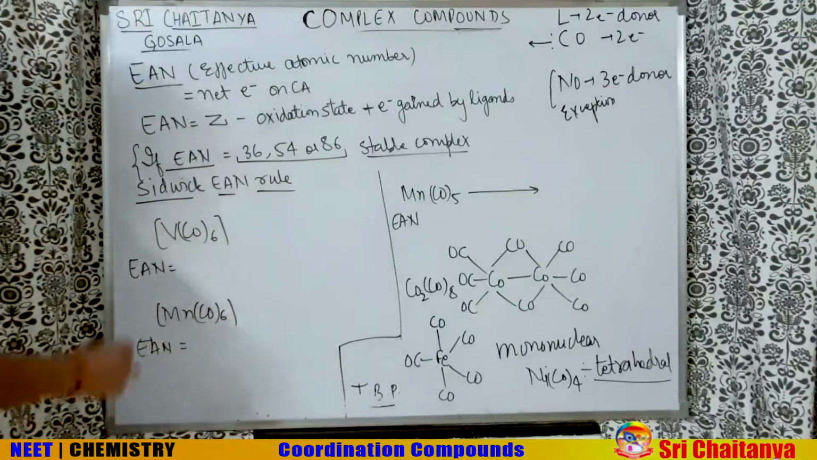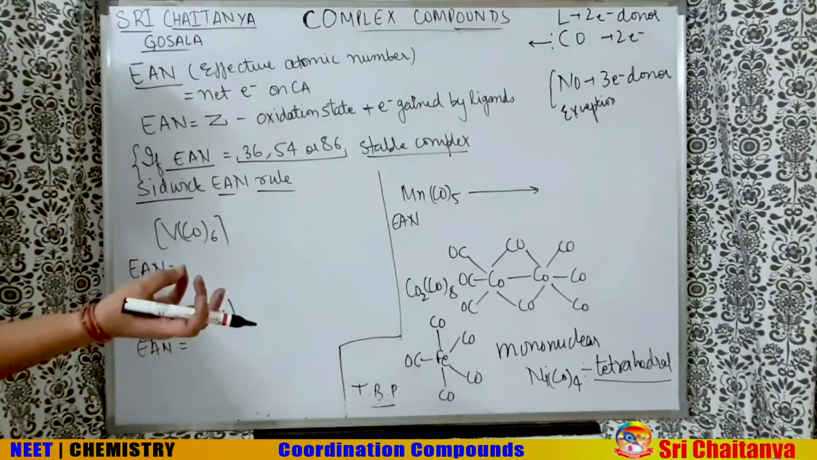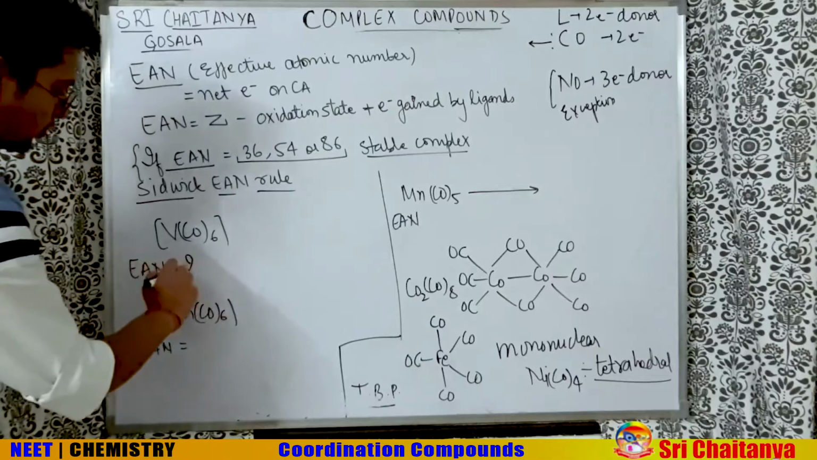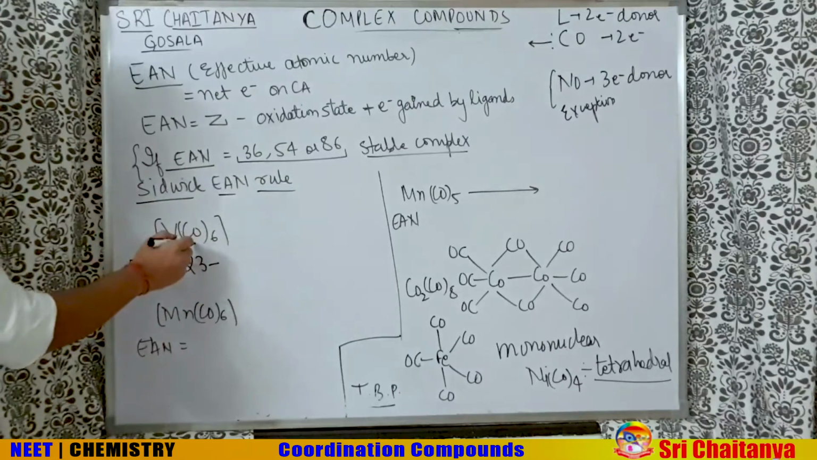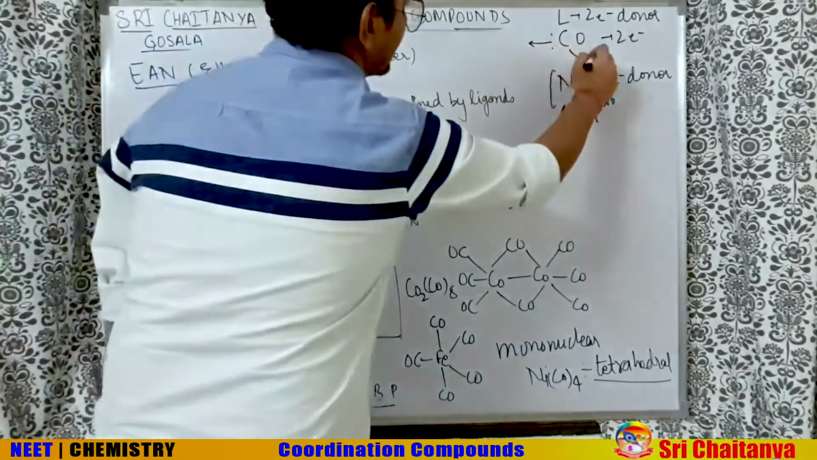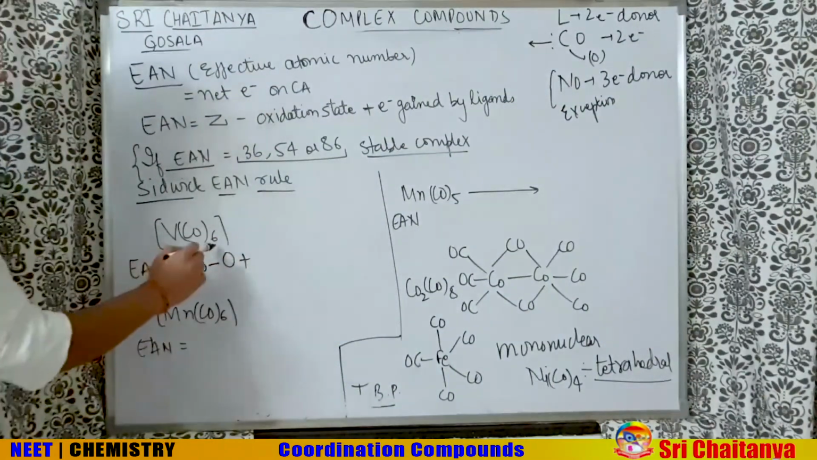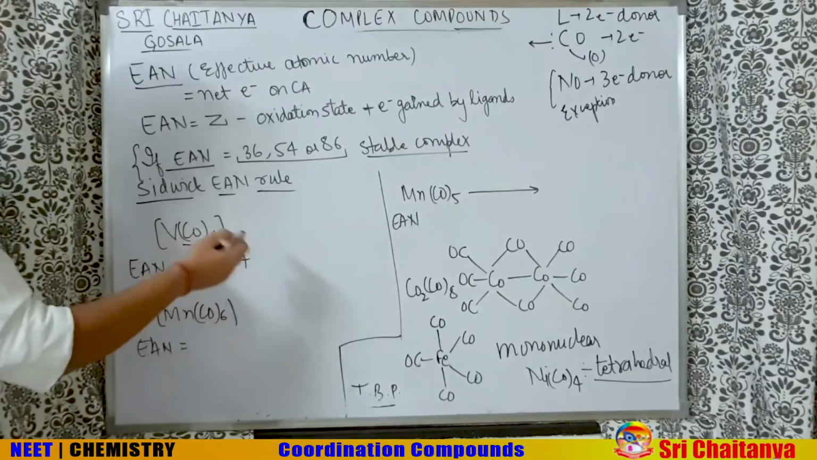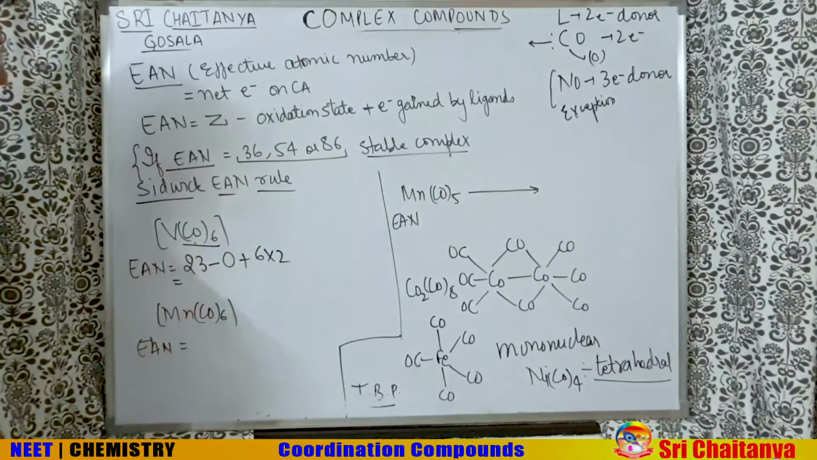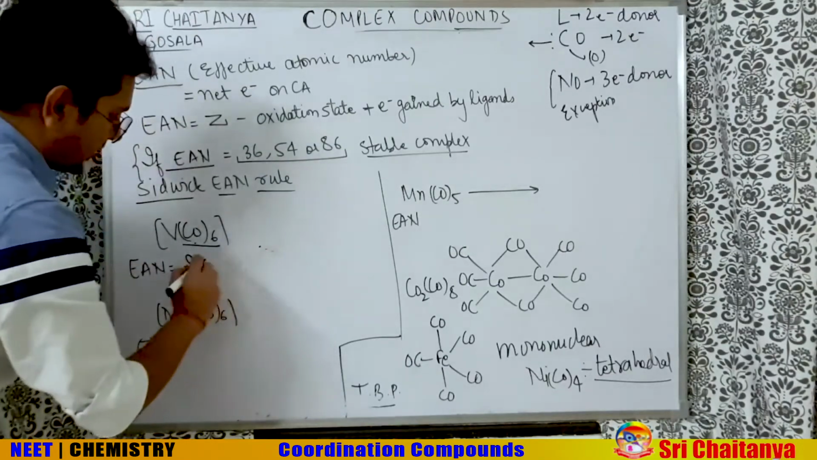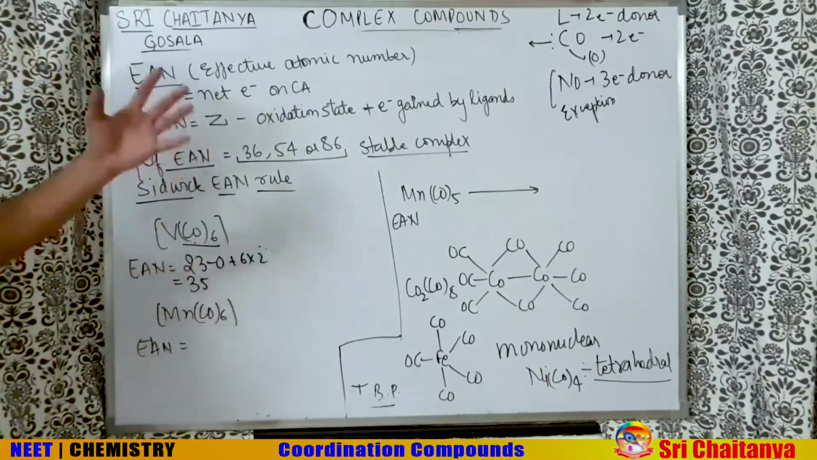So let us find the EAN for V(CO)6. Scandium is atomic number 21, titanium 22, vanadium will be atomic number 23, Z. As we can see, there is no charge on the complex and CO is a neutral ligand. The charge on CO is always 0. So vanadium will also have a 0 oxidation state. Plus, there are 6 CO, each one giving 2 electrons, so 6 into 2, 12. So how much is the total? 23 minus 0 plus 6 into 2, 12. So the answer comes out as 35. 23 plus 12, 35 will come.